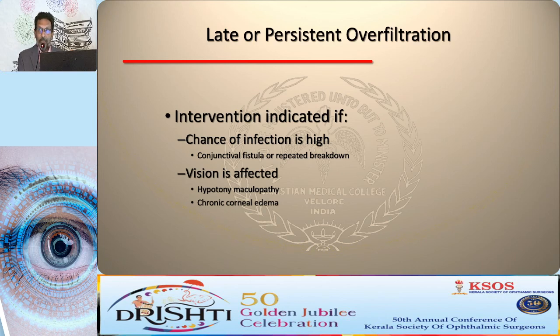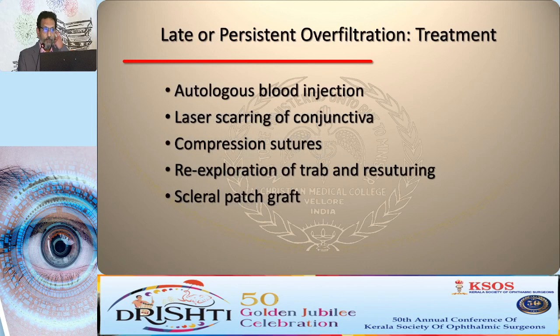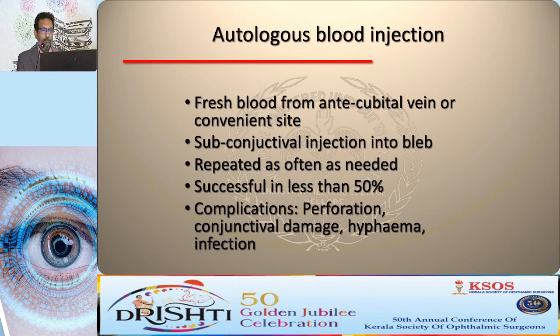Late overfiltration is indicated if the chance of infection is high. So if you have a conjunctival fistula which is constantly leaking or breaking down, and if you have hypotony maculopathy or corneal edema which is affecting the vision, you have to intervene. What are the interventions? You can try fairly conservative stuff like autologous blood injections, compression sutures, or else go on to the re-exploration and patch graft.